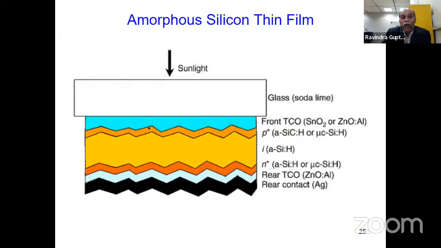So now I'm going to talk about the amorphous silicon-based solar cell. This is the configuration. Here you can see this is the glass.